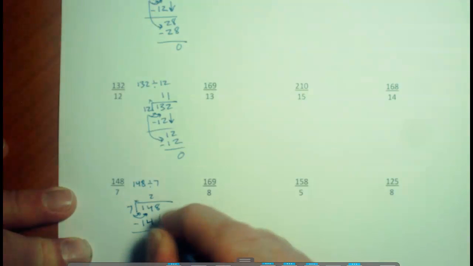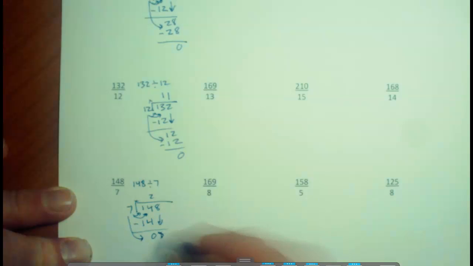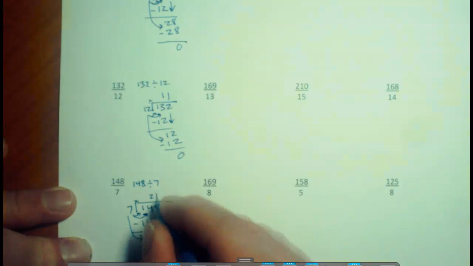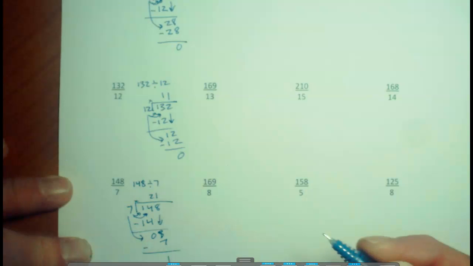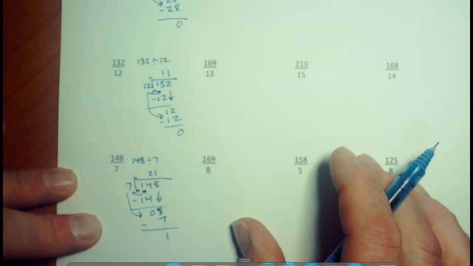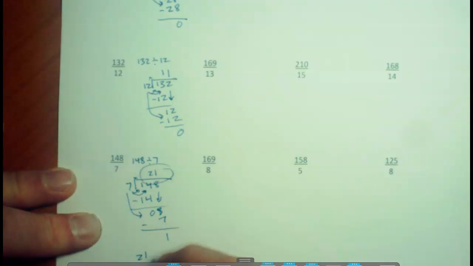Bring down the 8. That's the worst looking 8 I've ever seen. Does 7 fit into 8? Yeah, sure, 7 fits in there 1 time. 7 down. 8 minus 7 is 1. So it fits in there 21 with a remainder of 1. But the way we want you to express this is as a fraction. It goes in there 21 times, and we have 1 part left out of 7.